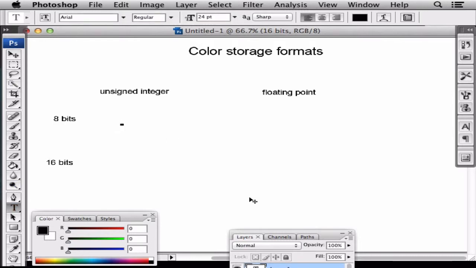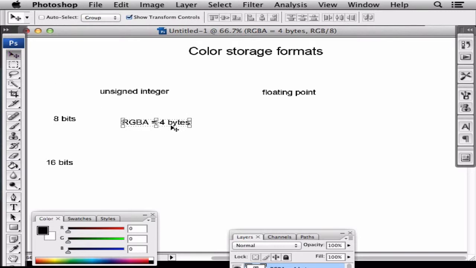With 8-bit unsigned integer, that's the one that I use in my Photoshop color picker, 0 to 255 numbers. So an RGBA value is 4 bytes. It's 1 byte per component, and each one is an 8-bit number. It's a number between 0 and 255.